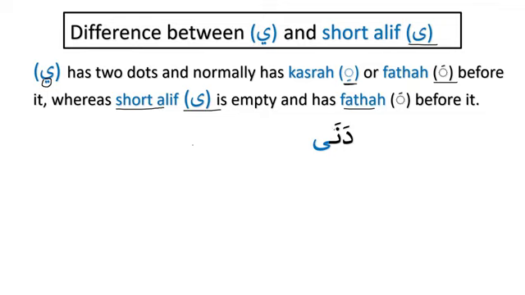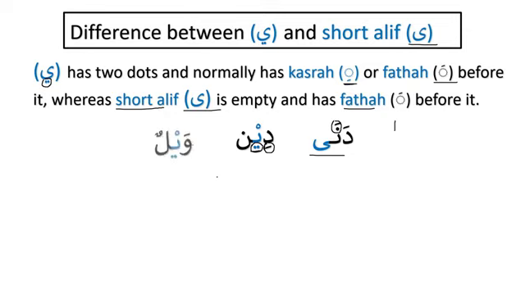Now here, Dana. So is this ya or short alif? Short alif, yeah, please call it short alif, because alif is the long one, as we saw in the beginning, is like this, and this is called short alif. Excellent. And why do we say that? Because we have fatha before it and it does not have two dots, as we can see over here. What about dinun? Dinun. Yeah. We have ya over here. Excellent. For two reasons. We have kasra before it, and also it has two dots, so that's why we will say that this is ya.